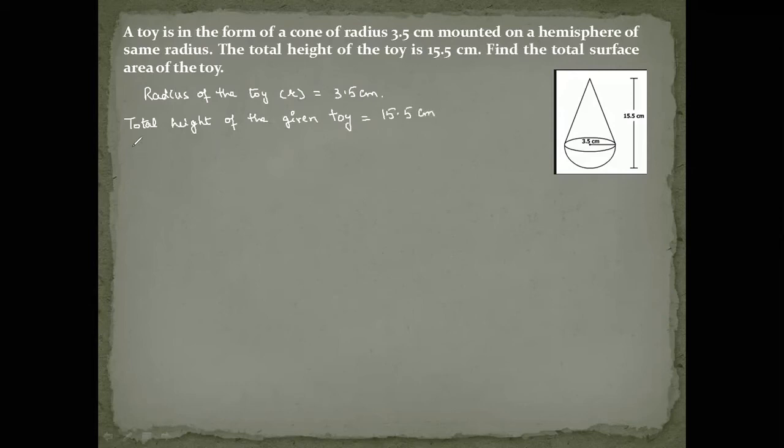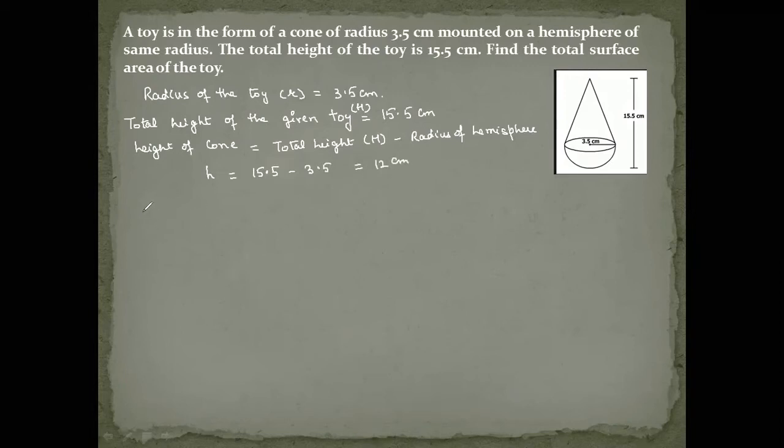So we can find the height of the cone, and it will be the total height. Total height can be represented by capital H. So total height minus the radius of the hemisphere. The height of the cone can be represented by small h. So we can write 15.5 minus 3.5. So we have 12 centimeter.